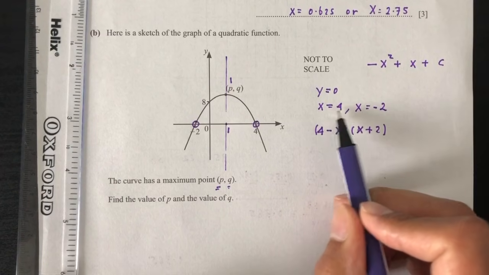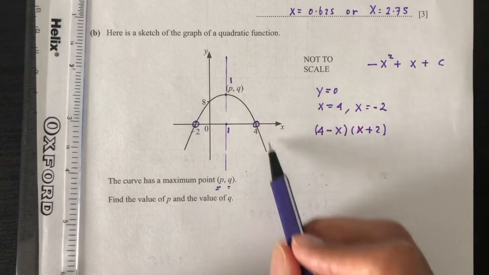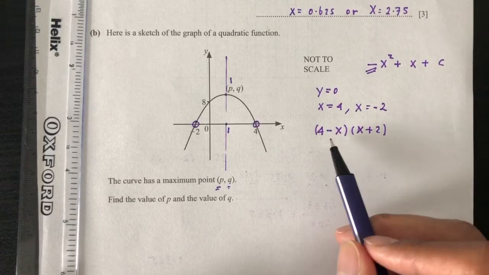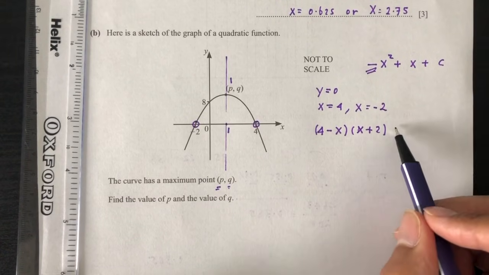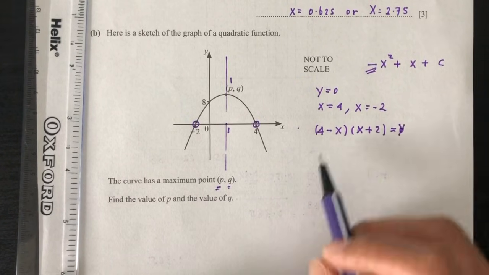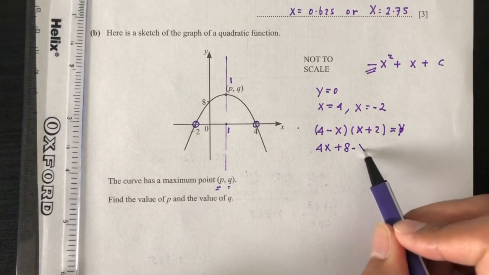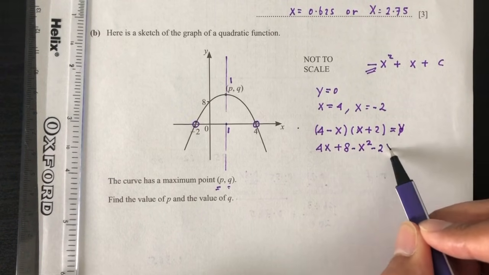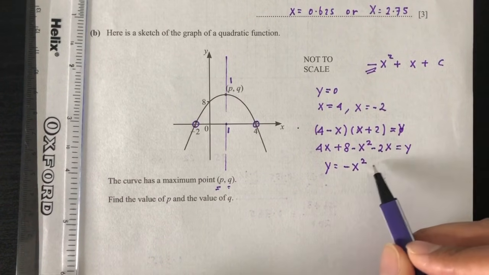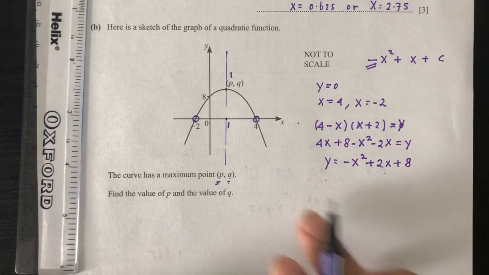So why did I write 4 minus x in this case and not x minus 4? Because I know this curve is a maximum curve. It has to have a coefficient of minus x. That's why minus x will be in this case a factor. So equate to y. This is your function. So expand, you will have 4x plus 8 minus x squared minus 2x equal to y. So y will be minus x squared plus 2x plus 8. So this is the equation of the curve.